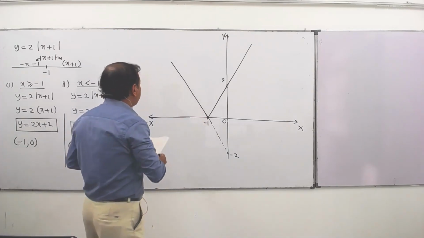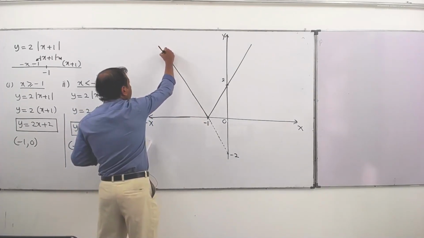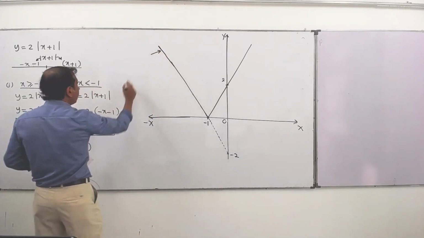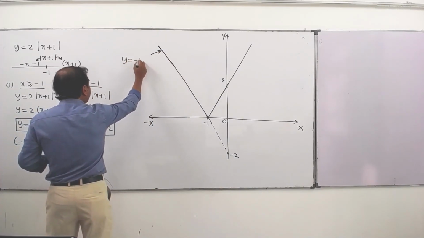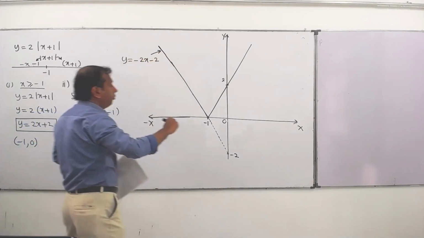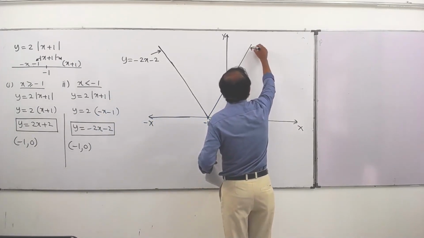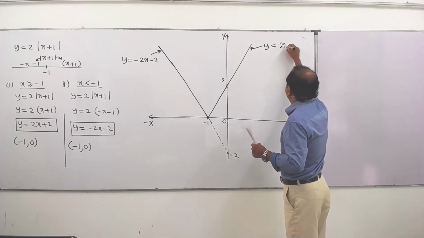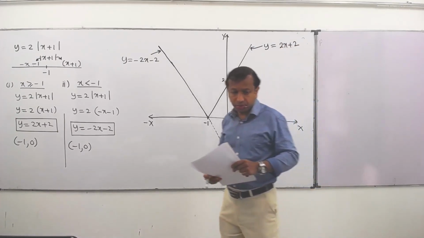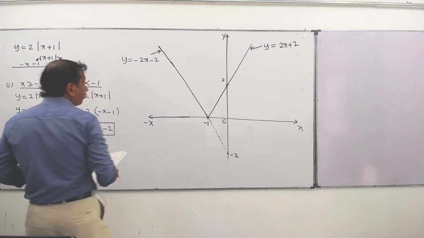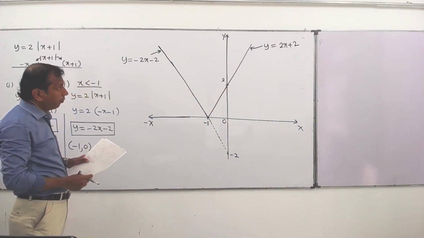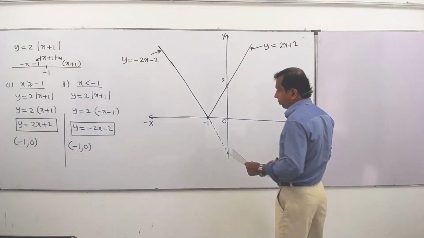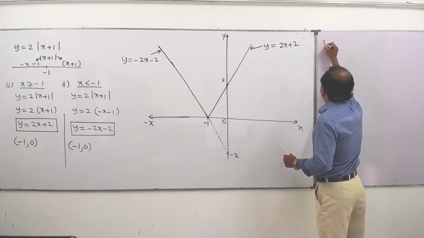Okay, so now this is the line, the equation of that on the left of minus 1: y equals minus 2x minus 2. And this one, y equals 2x plus 2. Right. Next graph we need to draw. Y equals 2 minus mod x.